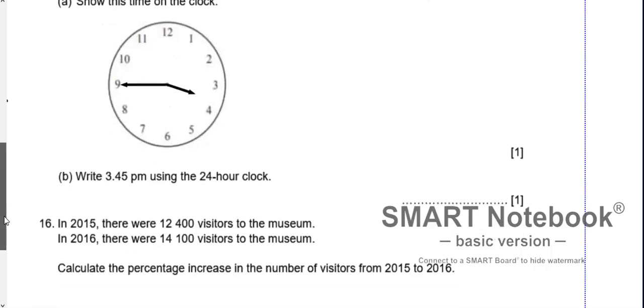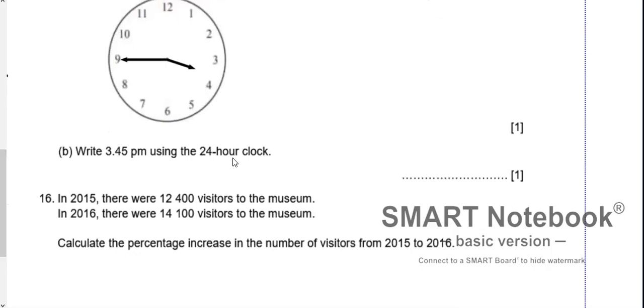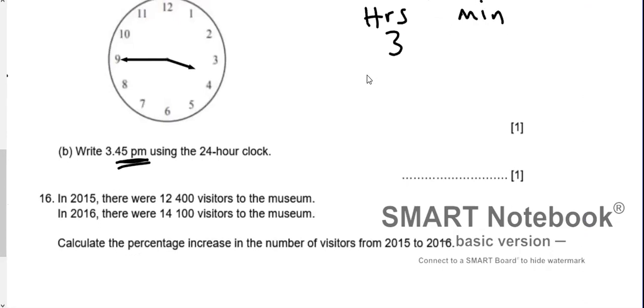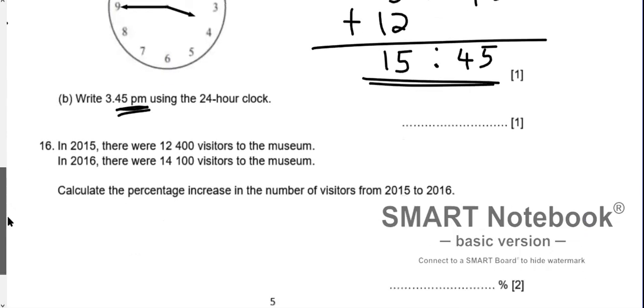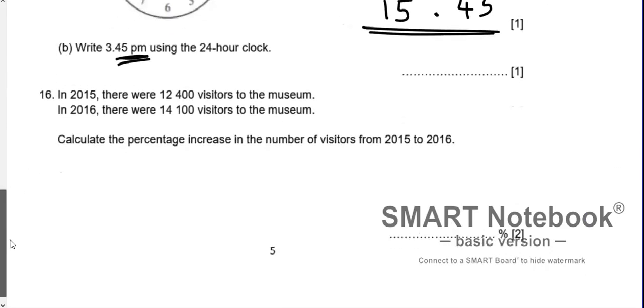3:45. Okay. Write 3:45 using the 24-hour clock. This is PM. So since it is 3 PM, we add 12. So we have hours and minutes. This is 3:45, so you need to add 12 because it is PM. So this will be 15:45. Okay, so this is the time in 24-hour clock. That is your answer, 15:45.